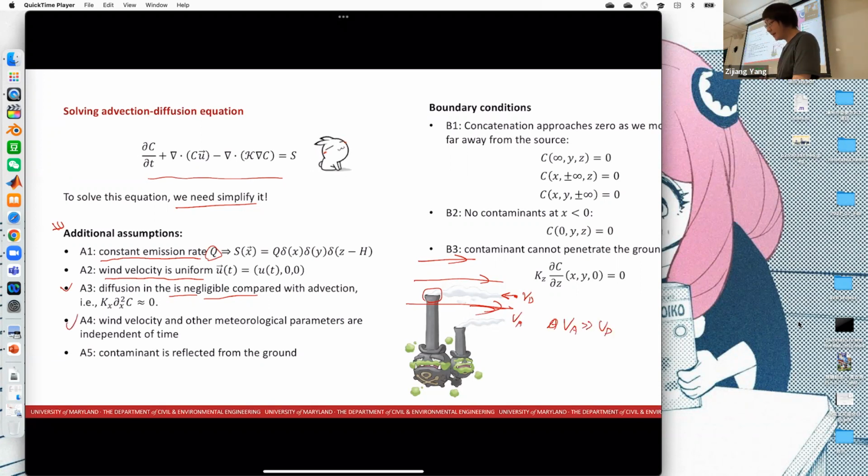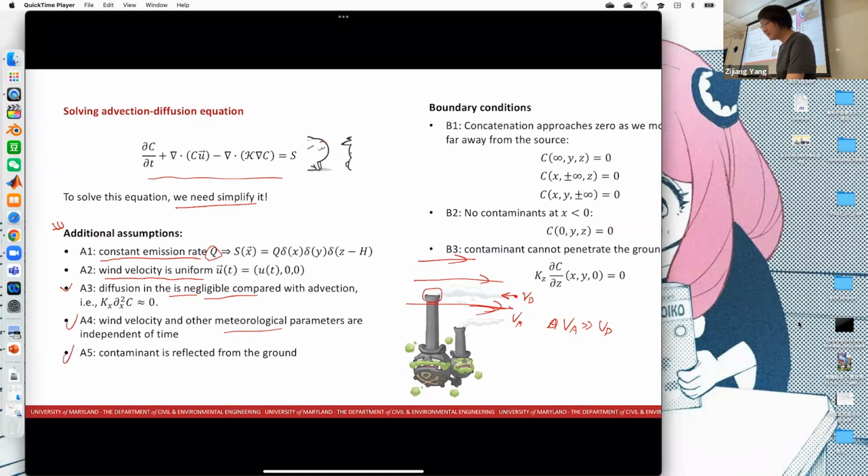And the fourth one is that the wind velocity and other meteorological parameters are independent of time. Because different weather conditions or temperature gradients will influence the diffusion of air pollutants, as we mentioned in the last lecture. So we just assume all of the meteorological conditions are the same, so they do not change with time.